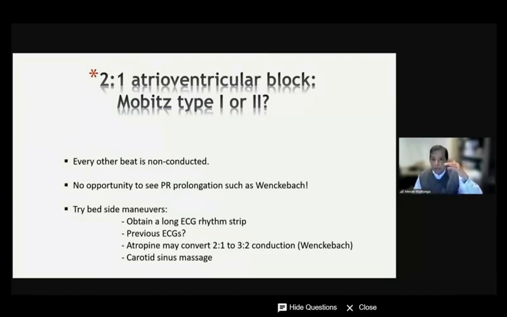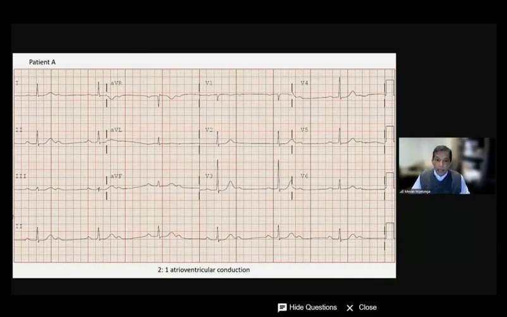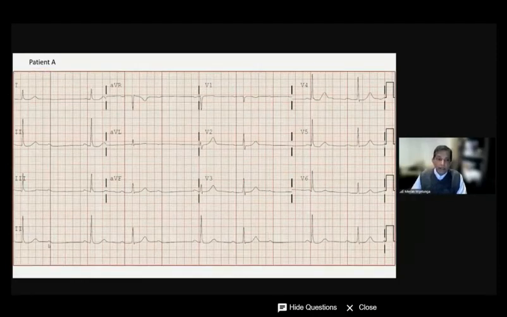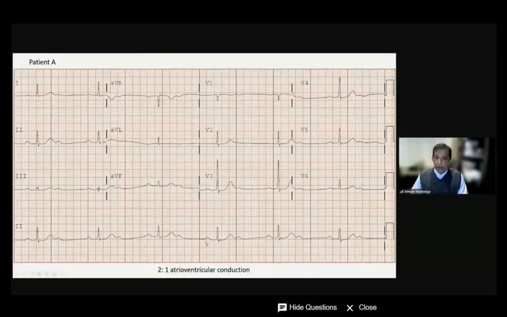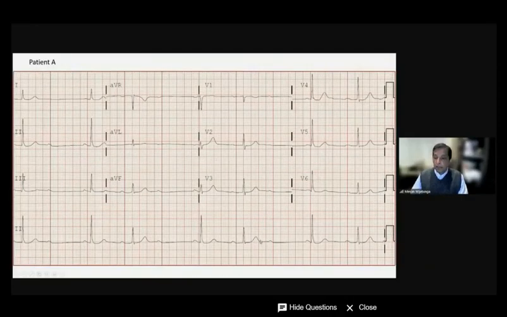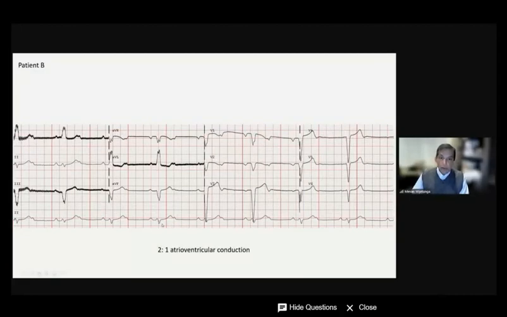Now, I will show you what happened in a scenario where I had a patient with 2-to-1 conduction, and then I obtained another ECG, and you can see that just by waiting, the PR interval gets longer and then a beat drops. This is 3-to-2 Wenckebach. So just by waiting, I realized this 2-to-1 block is the same thing in the same patient, so the block must most likely be in the AV node. That's 3-to-2 conduction.